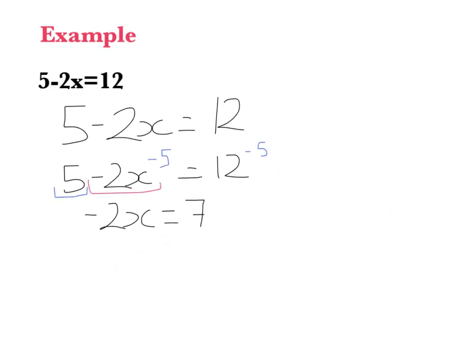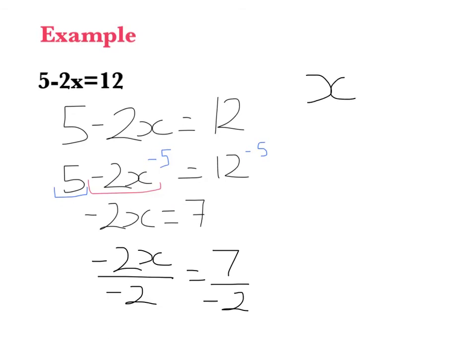Let's move that up there. Negative 2x is equivalent to 7. Therefore x is equivalent to... Oh, actually, I've taken it a step too far for you, okay? Therefore, negative 2x divided by negative 2 equals 7 divided by negative 2. So my answer becomes x equals 7 on negative 2.